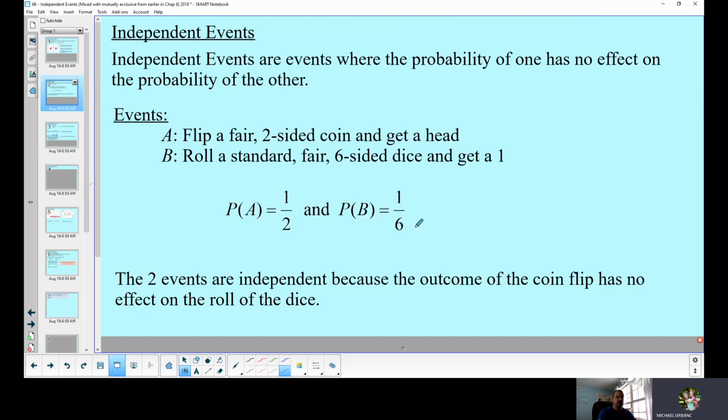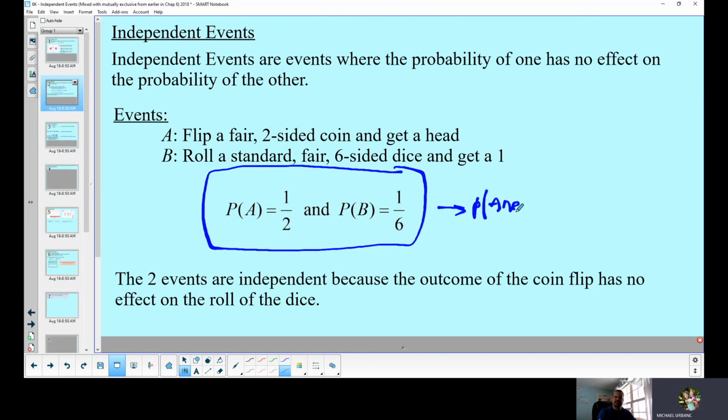So if we go back to our problem right here, and I ask you guys, well, what's the probability that both of these events occur? So basically, what's the probability that I flip the coin and get a head, and I roll the dice and get a 1? Well, you guys did this way back in middle school when you did independent events. You just didn't call them that. The probability of getting a head is 1/2. And the probability of getting a 1 on the dice is 1/6. And you guys were just allowed to multiply those together and say, well, the probability of both of them occurring is 1/12.